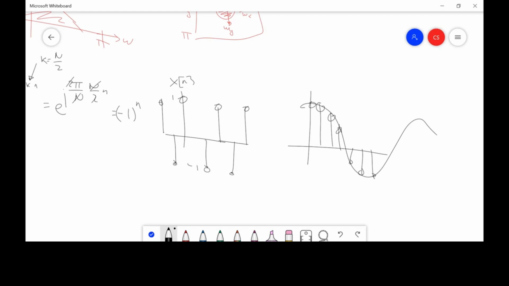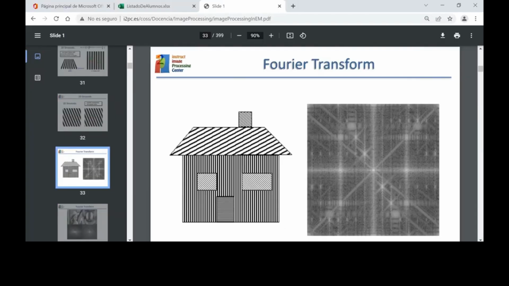Okay, so this door is the fastest you can have. You go from black to white in 1 pixel. So that means that you have to be at N half. N half is here. That is pi.